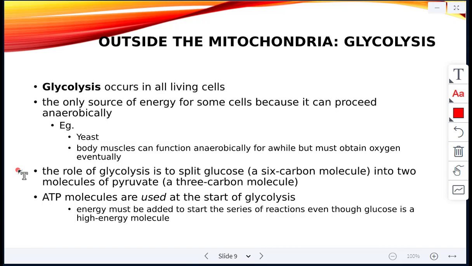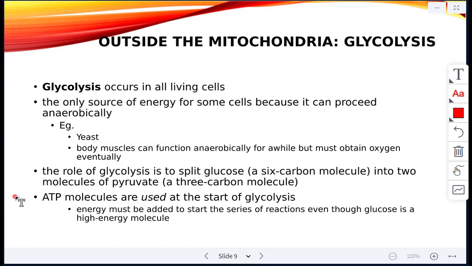What happens during glycolysis is it's going to take glucose and split it. Glucose is a 6-carbon molecule. It's going to split glucose into 2 molecules of pyruvate, and pyruvate are 3-carbon molecules.